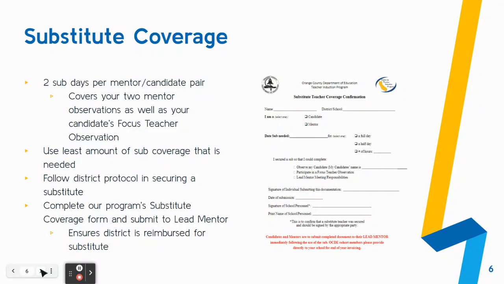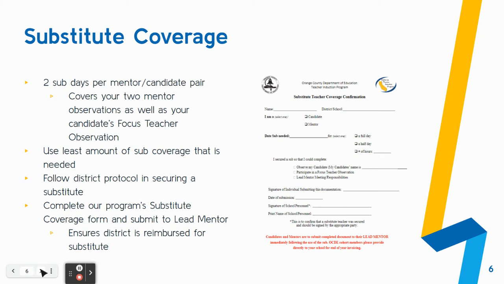You and your candidate will share 2 sub-days this year to cover your 2 observations, as well as the focused teacher observation that your candidate has to conduct. It may be possible that an admin is willing to cover your class. Perhaps you have a prep period or other means that does not require a substitute. Please use the least amount of sub-coverage that is needed to accomplish program requirements.